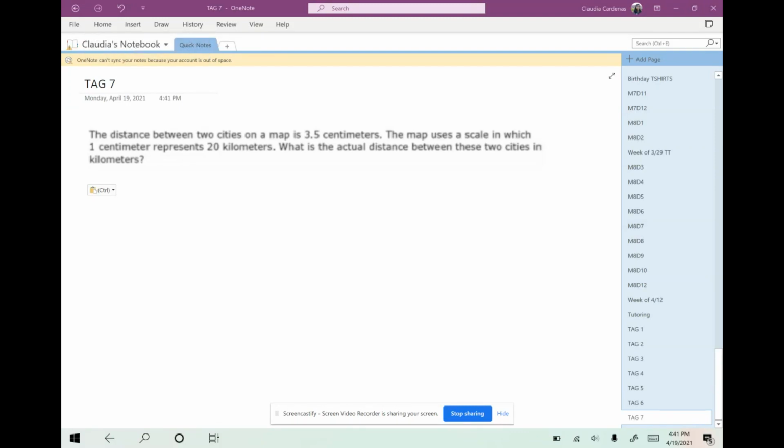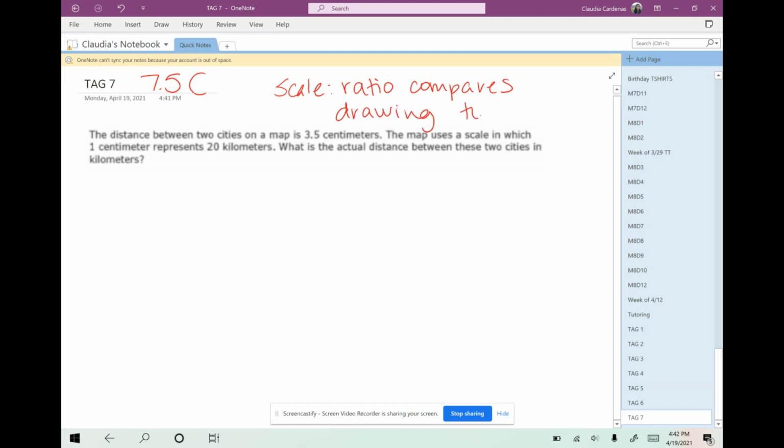The focus of today's lesson is 7.5c, similar figures and scale factor, and we will be stamping our understanding of two different terms, scale and scale factor. So we know that a scale is a ratio that compares the measurements of a scale drawing to the actual figure. So scale, write this down, is a ratio that compares drawing to actual, right? This is just a shorthand definition.